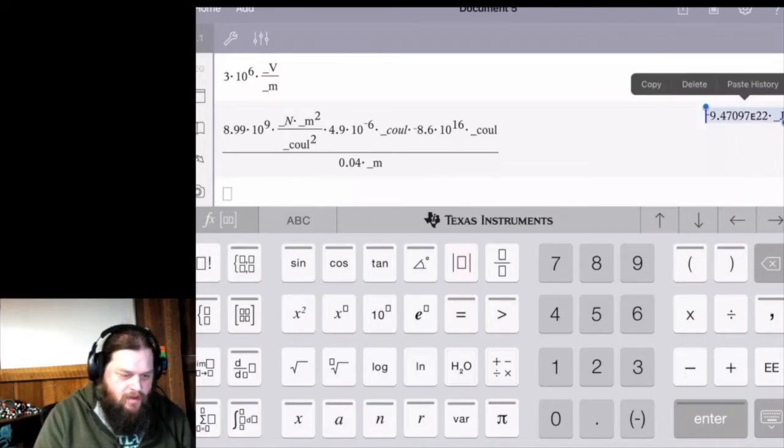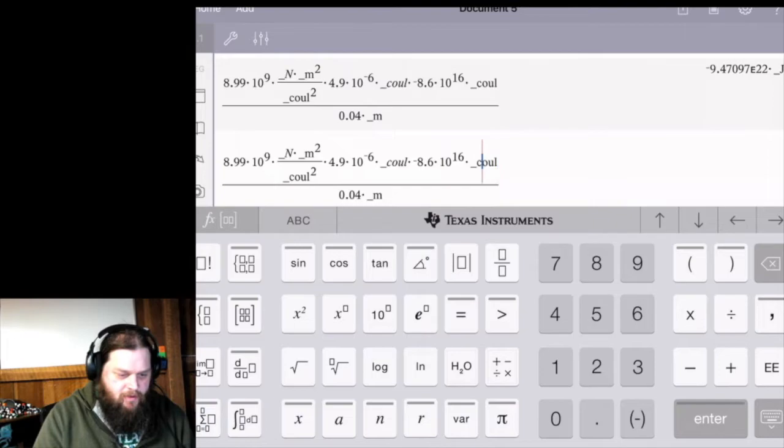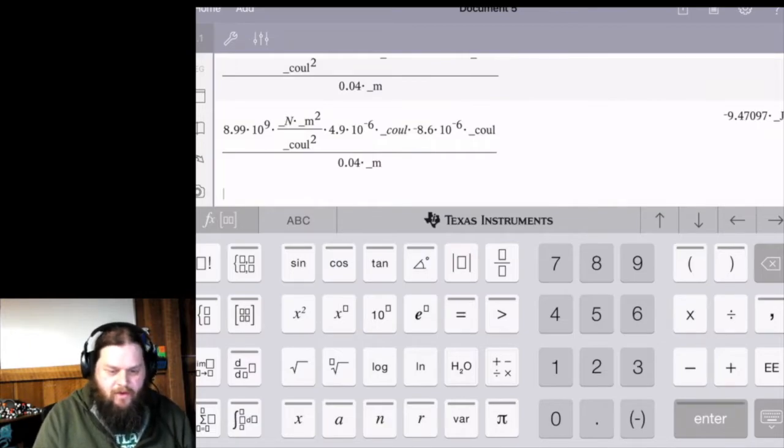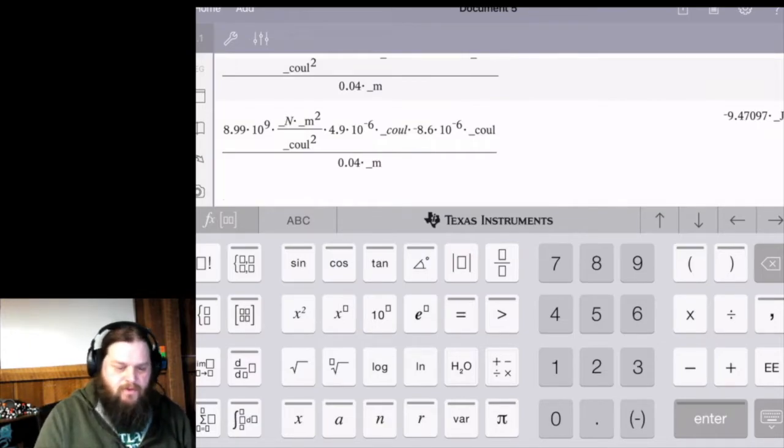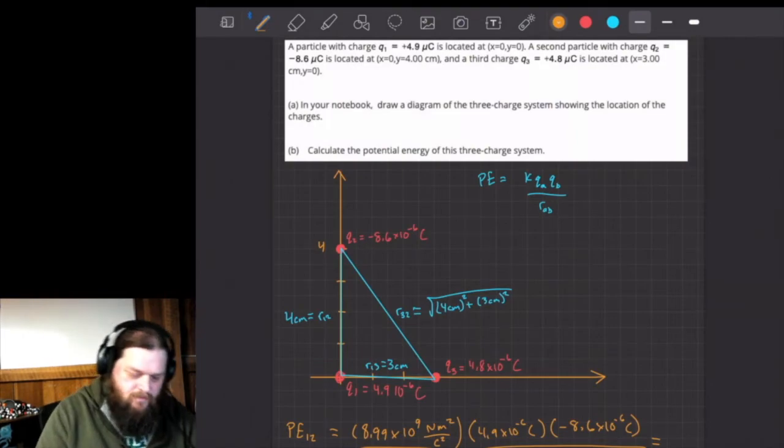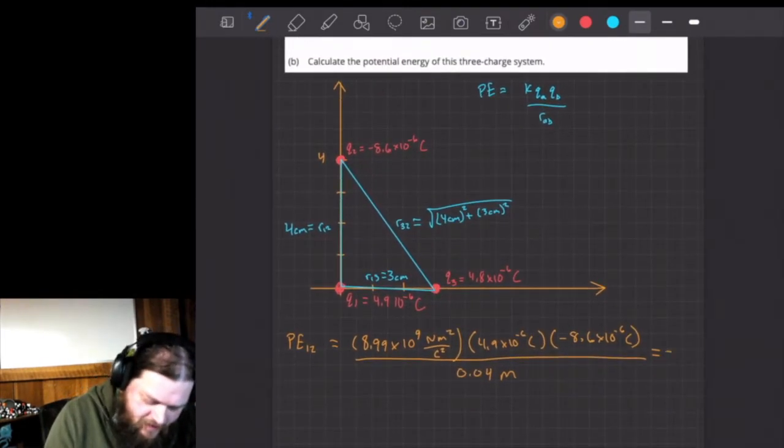Oh, wait, that doesn't seem right. It seems like a really big number, and it's because I have a 16 instead of a negative 6 there. That looks a lot better. Negative 9.47 joules. So this is a negative 9.47 joules.